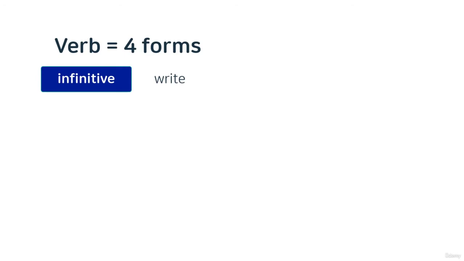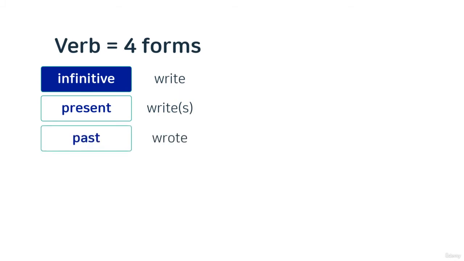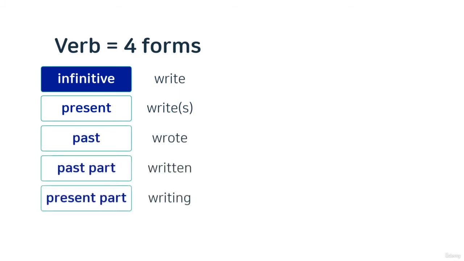Now firstly, English verbs can change into 4 states. First, there is the infinitive form, the base form. Then there is the present form, which can change depending on the subject. Then there is the past form, and then we have the past participle and the present participle.